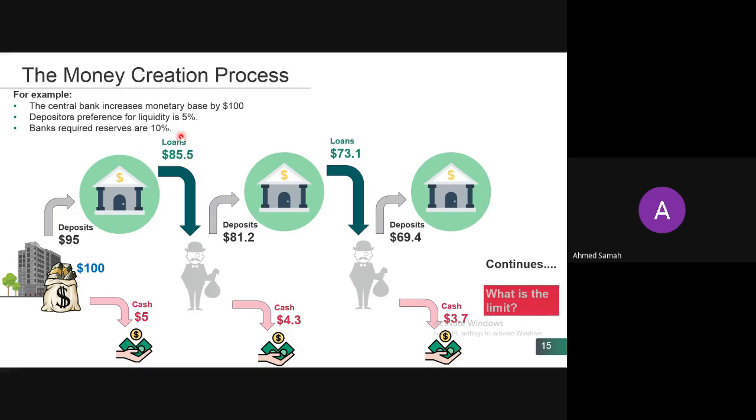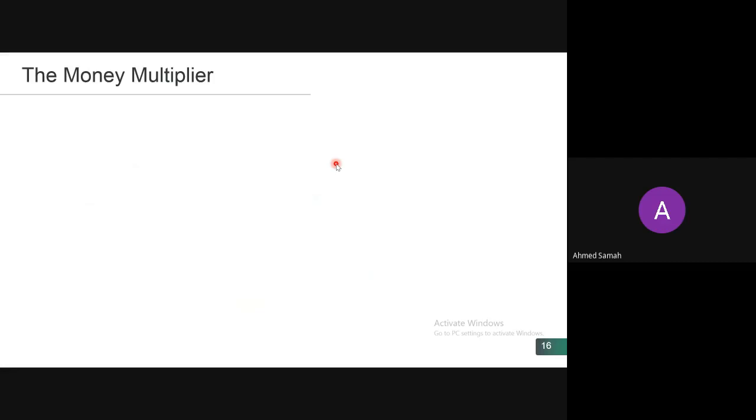They are creating new money. For example, there was a 100 increase in the monetary base, and money creation comes from loans. But there is a limit to it. The limit is determined by the money multiplier of the economy.